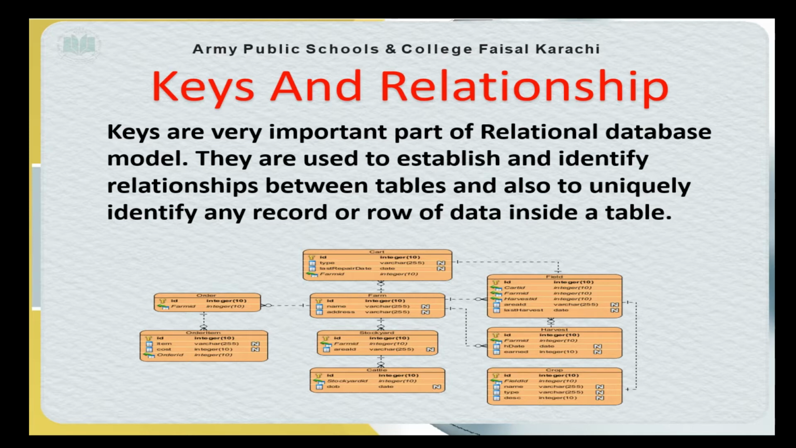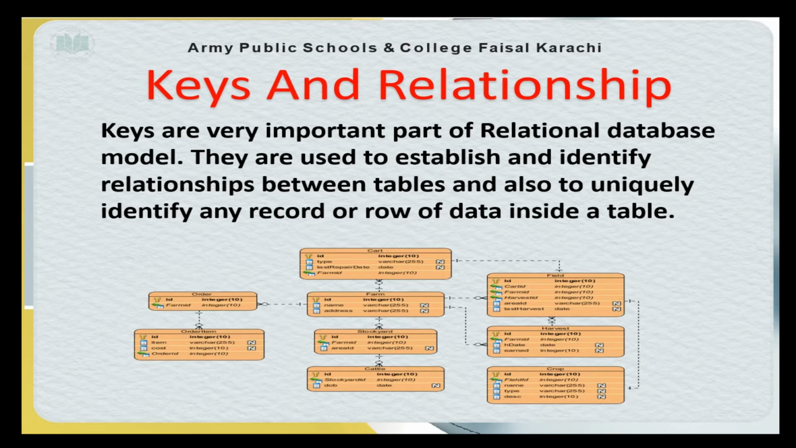When working with databases, we always want things that are unique in real life to also be represented uniquely in our database. For example, we know that each person is unique. Even when two people have the same name, they are still two different people. So, in a database with information about people, for example, our friends, we want each record to describe a unique person. Keys are a very important part of the relational database model. They are used to establish and identify relationships between tables and also to uniquely identify any record or row of data inside a table.